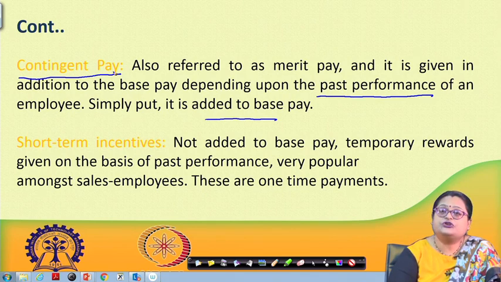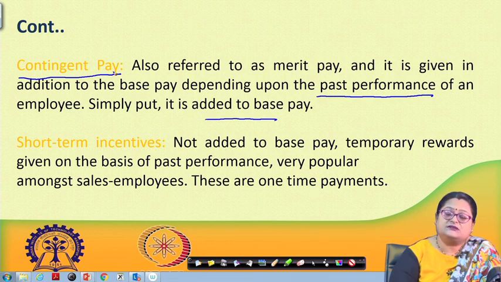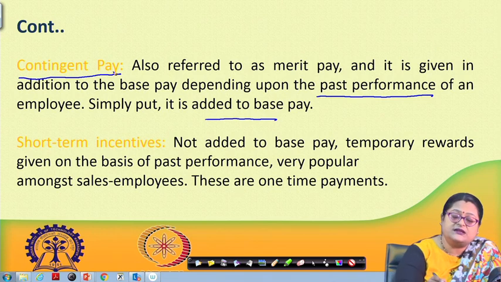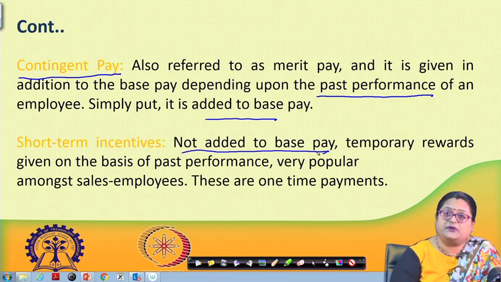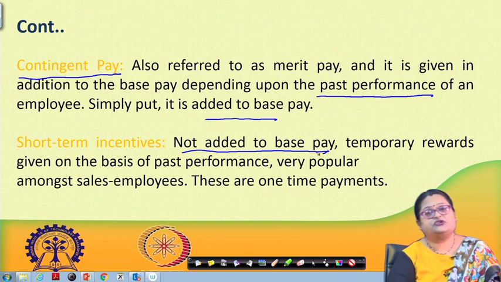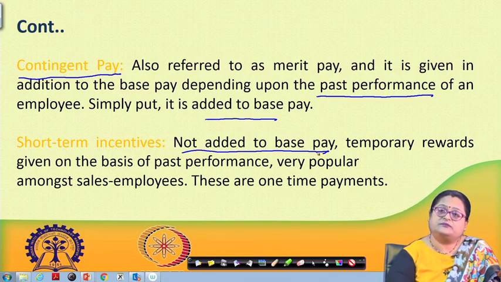When we talk of short term incentives, these are temporary rewards given on the basis of past performance, very popular amongst sales employees. But the difference with contingent pay is that it is not added to base pay. Though contingent pay and short term incentives are both based on performance, we have to understand that contingent pay is added to the base pay, but short term incentives are not added to the base pay. These are temporary rewards given on the basis of past performance.